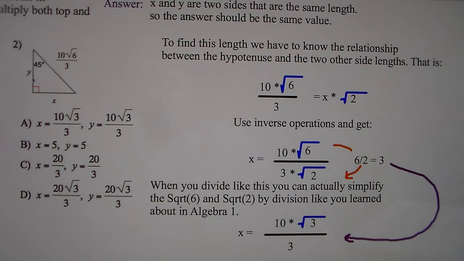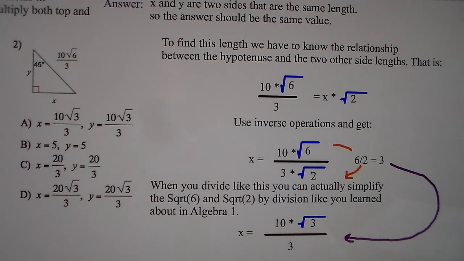So in this problem, we've got to find both x and y. And we're given 10 radical 6 divided by 3. That is the length of our hypotenuse. So we're given a hypotenuse and we've got to find the side lengths. To do this, we take our radical and we divide it by square root of 2. Now, what's nice is that when we divide by square root of 2, we could just put it in the denominator. So we do 3 times square root of 2.